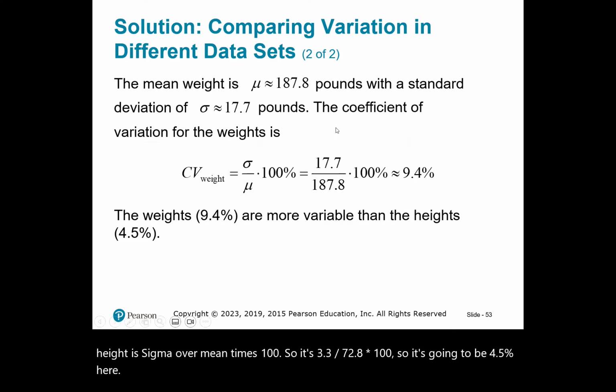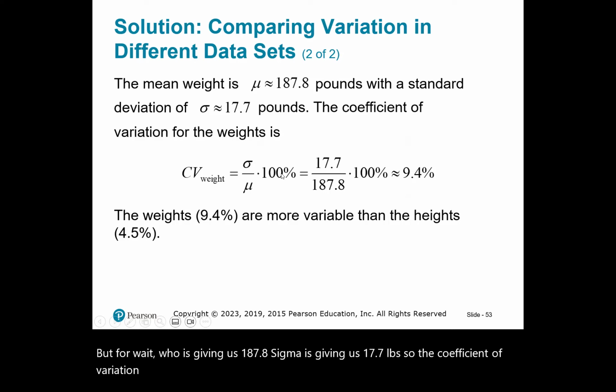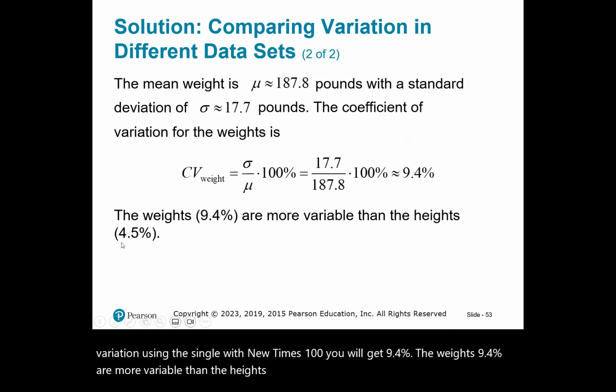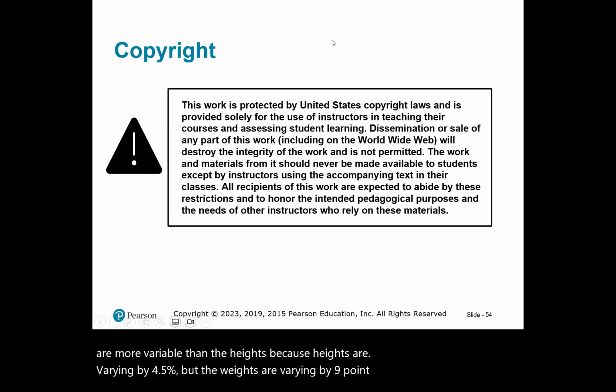But for weight, mu is given as 187.8 and sigma is given as 17.7 pounds. So the coefficient of variation, using sigma over mu times 100, you will get 9.4%. The weights, at 9.4%, are more variable than the heights, because heights vary by 4.5%, but the weights vary by 9.4%. This is the end of section 2.5.